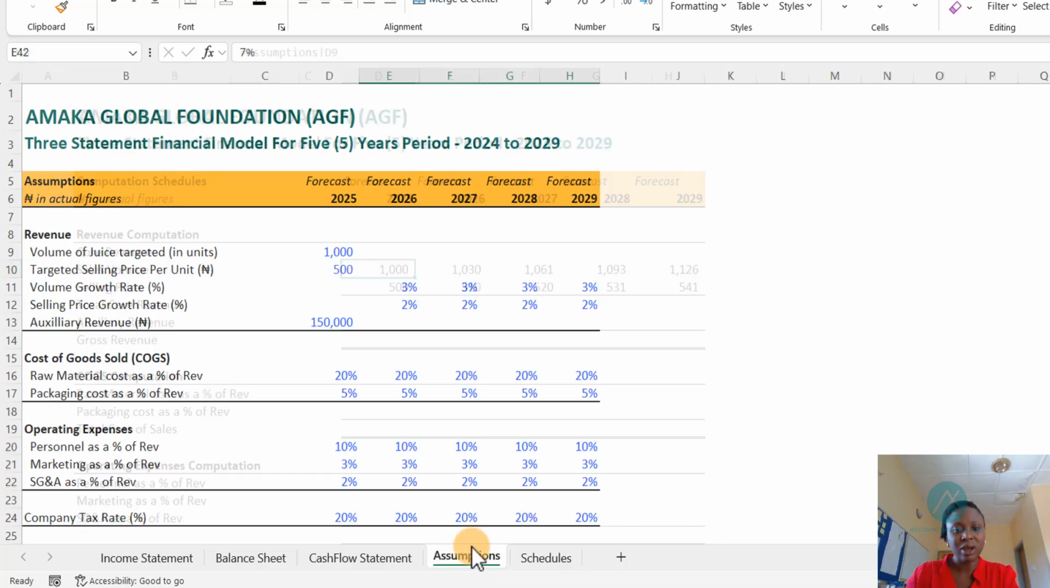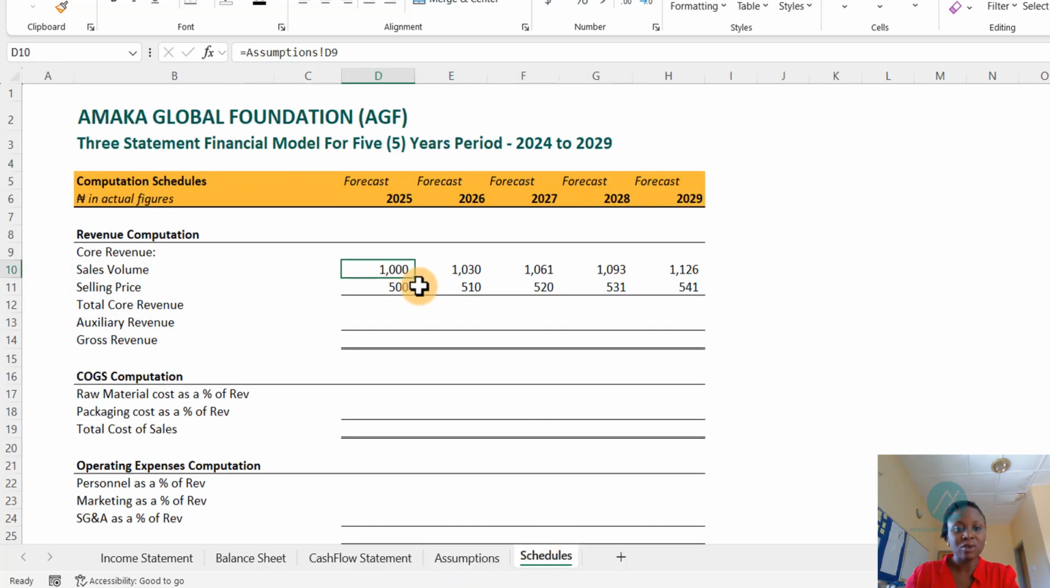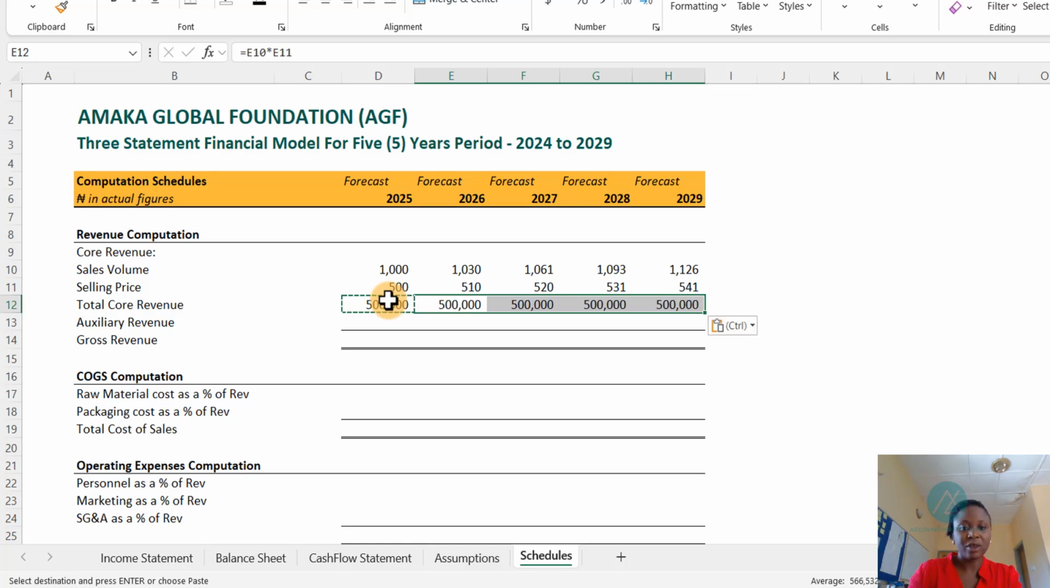I think it's 3%, right? 3% and 2%. So you can see the sales volume is growing at 3%, the selling price at 2%. So now the total core revenue definitely is sales volume times selling price, right? So you see, equals this times the selling price. You get your total core revenue. So I'll just copy this, Control C and Control V. All right. So this is our core revenue.